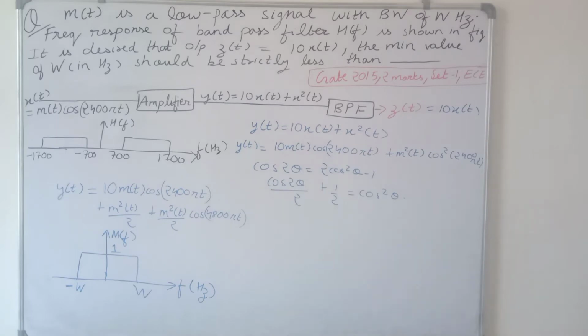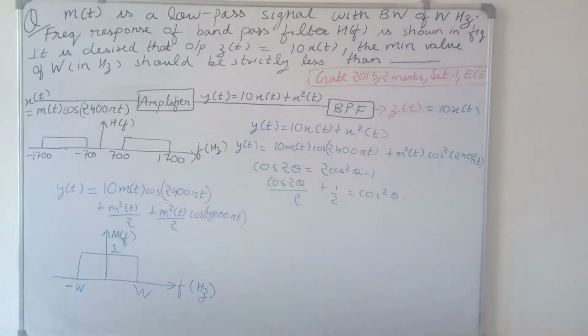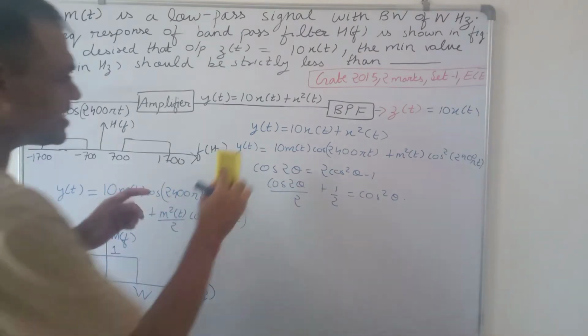So this is the function for M of f. Now we have to find the frequency response for 10 m(t) cos of 2400 pi t. So we have to find the frequency response for each of these three signals.